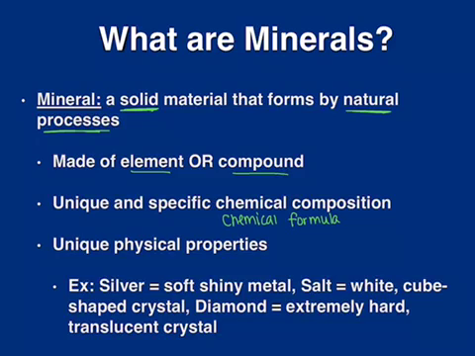For example, silver is a single element, so it's made up of one type of atom. Its physical properties are that it's relatively soft, it's shiny, and it's a metal. Whereas salt is a compound. Its physical properties are that it's white and has cube-shaped crystals. Lastly, we have a diamond. Diamonds are usually made up of only one element, and that element is carbon. It's a very hard mineral, and it's a translucent crystal, meaning light can somewhat go through it.